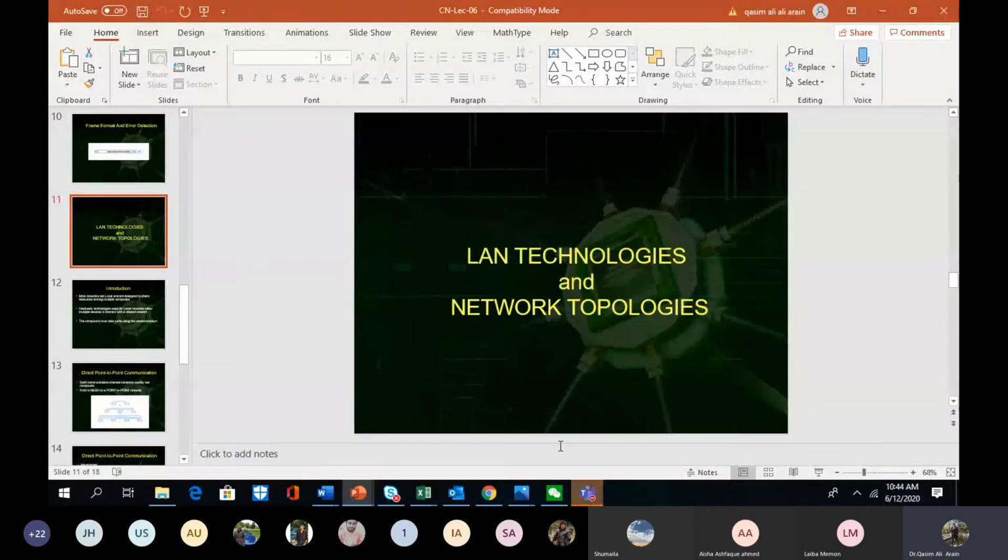अब आते हैं LAN technologies के ऊपर. LAN technologies and network topologies. I have told you that LAN is a very renowned network that is being used today all over the world. I mean, a local area network is a network which combines multiple computers by using a central device, that is a switch or a hub, and all these computers are connected with a central device and can share resources. That's what the LAN is. I mean, that definition I have told you.